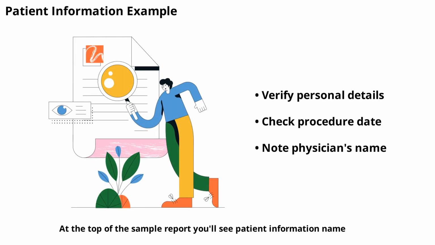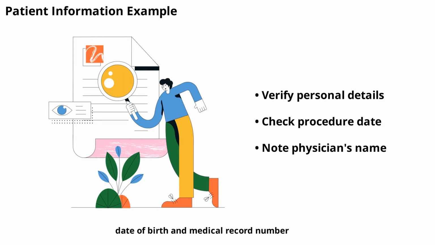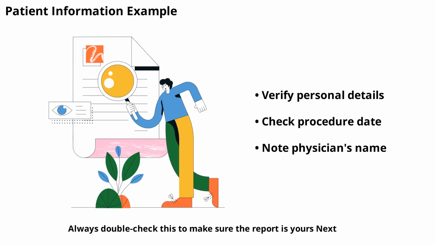At the top of the sample report, you'll see patient information: name, date of birth, and medical record number. Always double-check this to make sure the report is yours. Next, you'll see the date of the colonoscopy and the name of the performing physician. These details are important for your records and future reference.